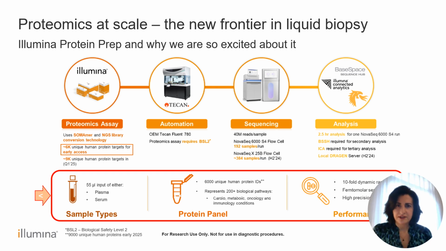So on the top of the slide, you can see the workflow. It starts, as I said, with serum or plasma. It is a fully automated solution, so it requires a Tecan instrument and a high throughput sequencer, and of course, bioinformatic tools.